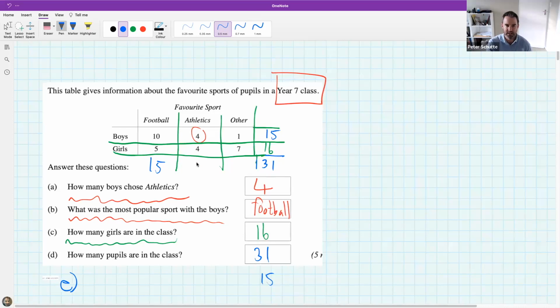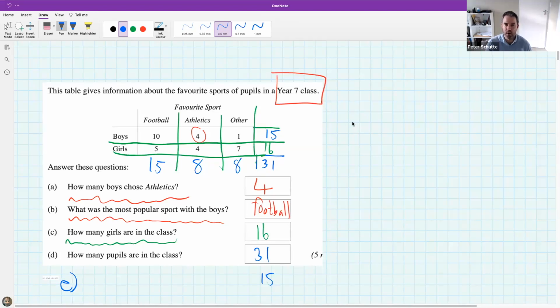And using the same idea, there are 8 students who chose athletics, and there are 8 students who chose other. And what I want to point out to you is if you add up 15 plus 8 plus 8, you'll still get 31.